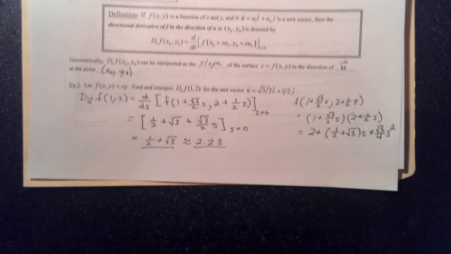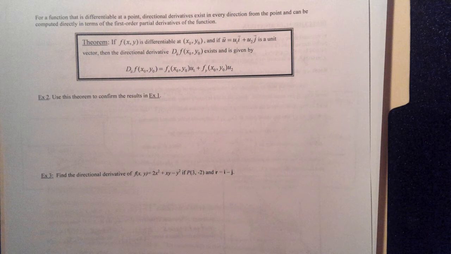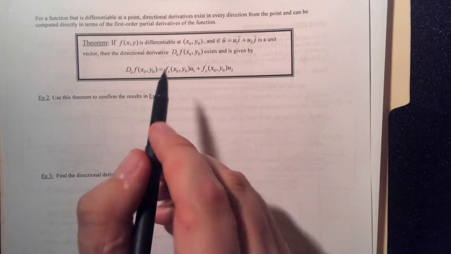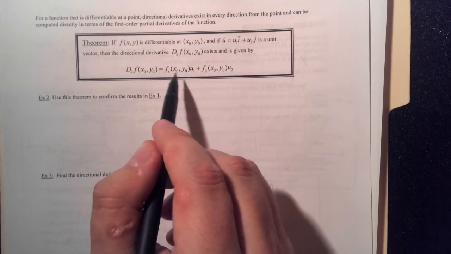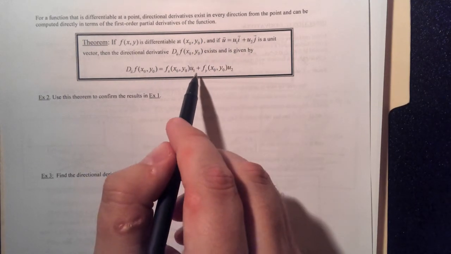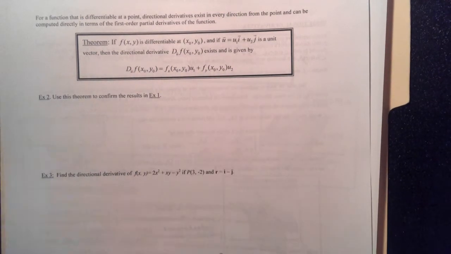So like I said, this is the definition of a directional derivative. It is not the best way to compute a directional derivative. So we have a theorem. If I have a function which is differentiable at x naught, y naught, I can compute the directional derivative in terms of partial derivatives. Namely, the directional derivative at x naught, y naught is the partial derivative with respect to x at x naught, y naught times u1, the x component of my unit vector, plus the partial derivative with respect to y at x naught, y naught times u2, the y component from my unit vector.